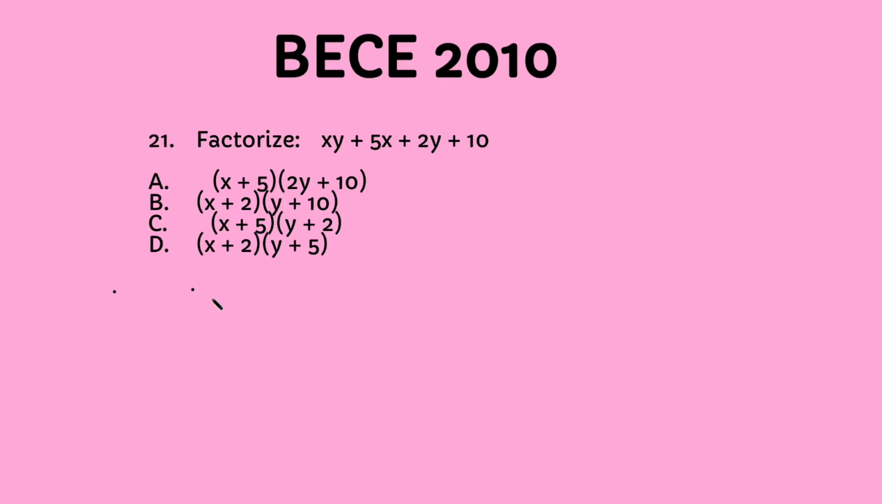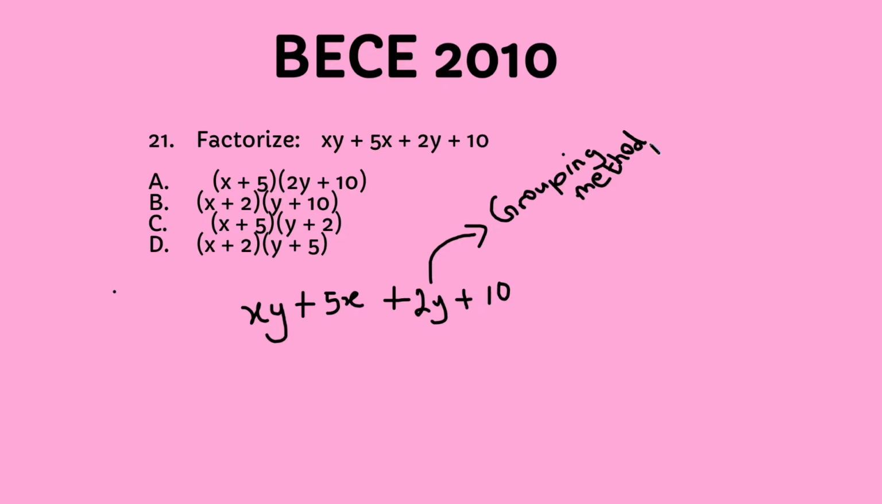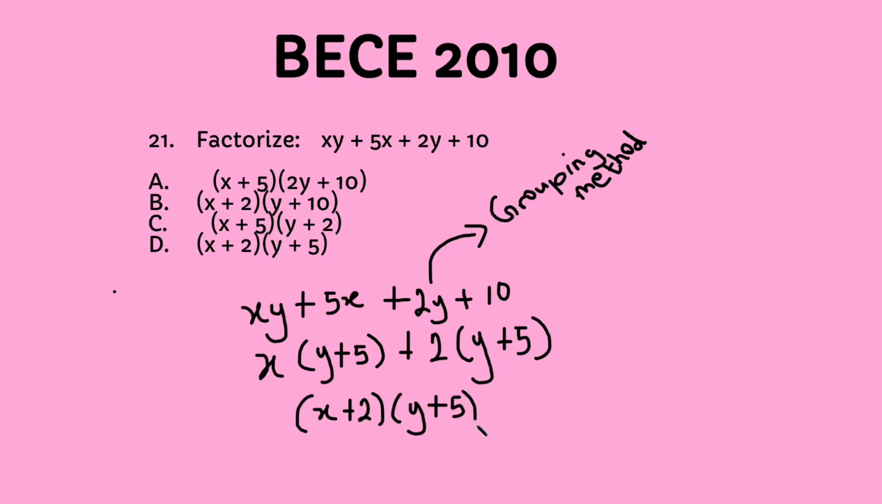We are to factorize xy plus 5x plus 2y plus 10. I have here xy plus 5x, and on the other hand 2y plus 10. Now xy and 5x already share a common factor of x. For 2y plus 10, 2 is what is common to 2y and 10, so I'm going to put 2 out and into the bracket y plus 5. And that is our answer, guys. x plus 2 in one bracket, y plus 5 in the other bracket. That is 21D.